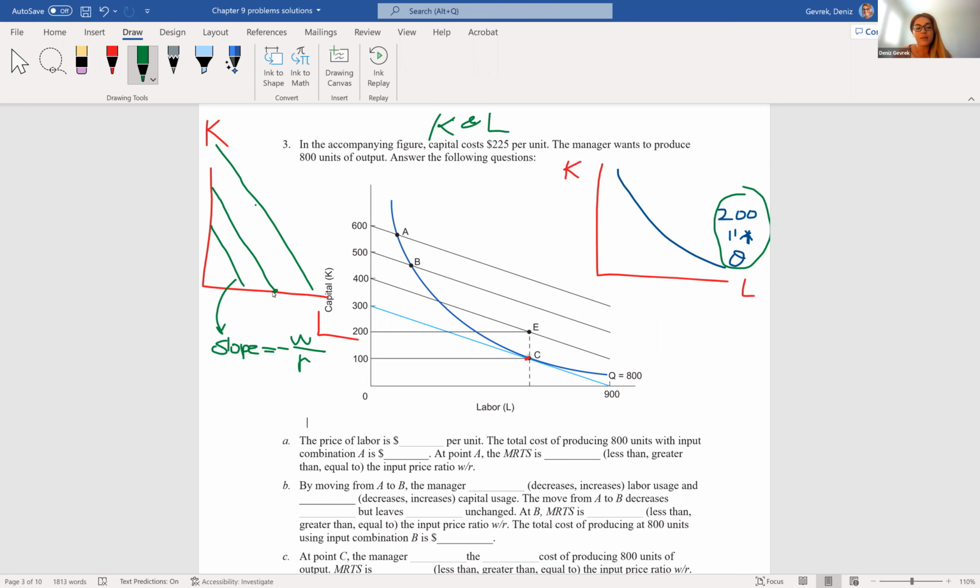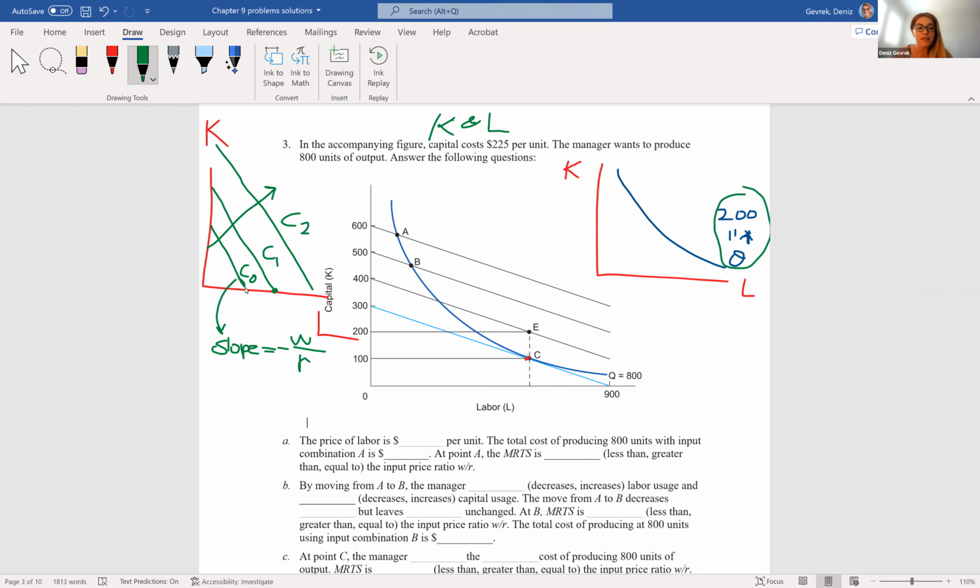The slope is negative W over R. What is W? W is the price of labor, and R is the price of capital, the rental rate of capital. There's a negative sign because it's downward sloping, but in absolute value it is W over R. And we have intercepts here. Imagine this is the C1 isocost curve. Let's call this C0 and this C2. As you move away from the origin, the cost of production goes up.